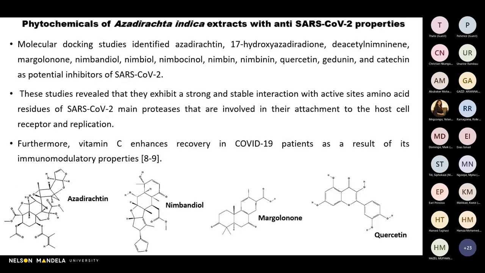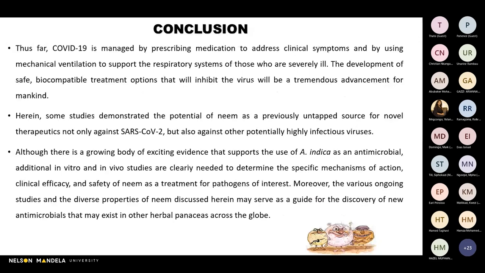So in conclusion, COVID-19 so far has been managed by prescribing medication to address clinical symptoms and by using mechanical ventilation to support the respiratory systems of those who were severely ill. The development of safe, biocompatible treatment options that will inhibit the virus will be a tremendous advancement for mankind. And here, as illustrated in this presentation, some studies demonstrated the potential of neem as a previously untapped source for novel therapeutics, not only against SARS-CoV-2 but also against other potentially highly infectious viruses.